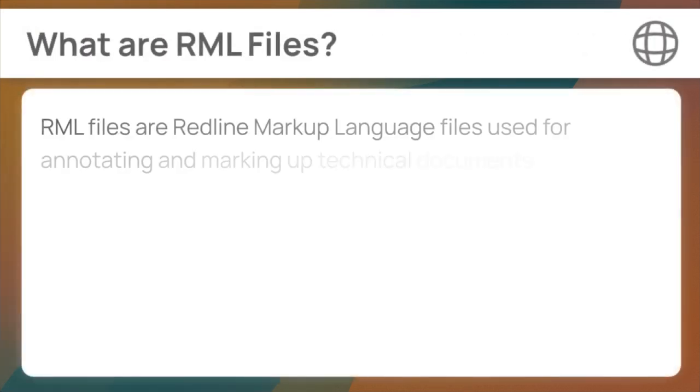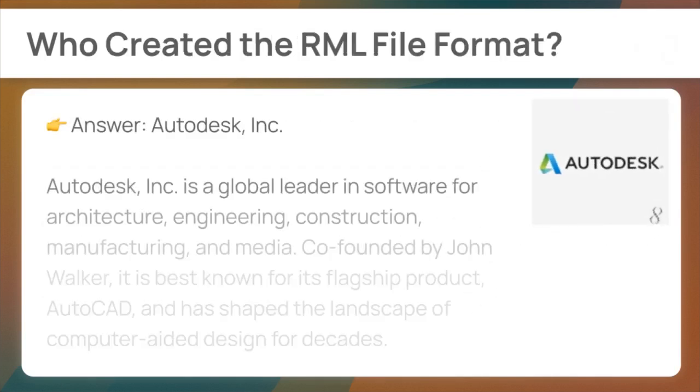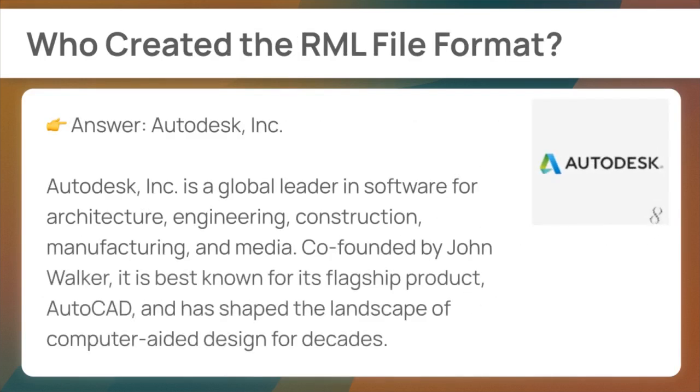RML files are Redline Markup Language files used for annotating and marking up technical documents, engineering drawings and business records with revision comments, change tracking, and visual annotations. They store markup layers that overlay original documents, preserving the base content while displaying review commentary.